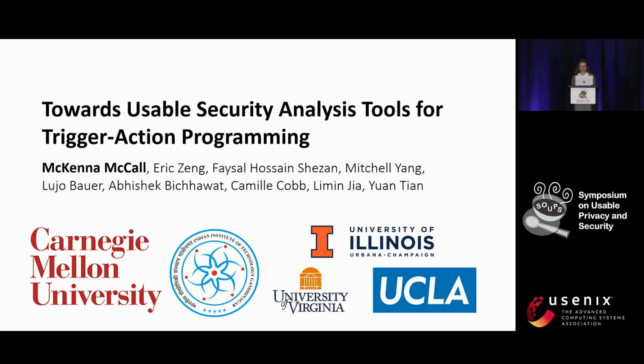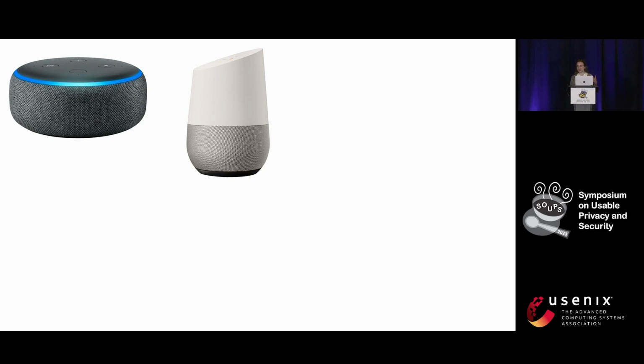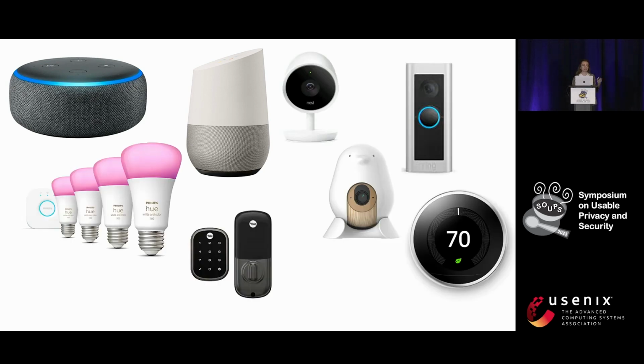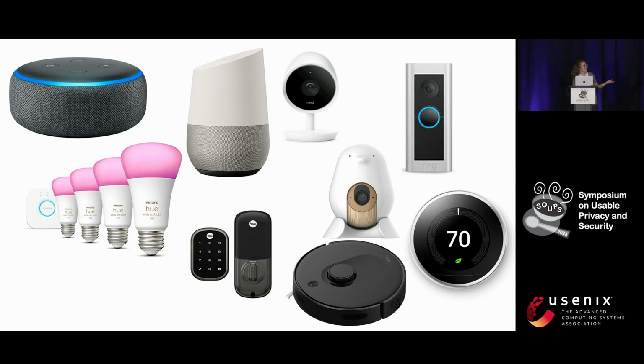Thanks so much for being here to learn about our work on creating usable tools that help ensure home automations are safe and working as intended. Now, I'm sure with so many devices on the market, everyone here is familiar with some form of home IoT, if you don't actually own some yourself. There are smart voice assistants, various types of cameras, smart thermostats, locks, appliances, light bulbs, and even a smart fork.